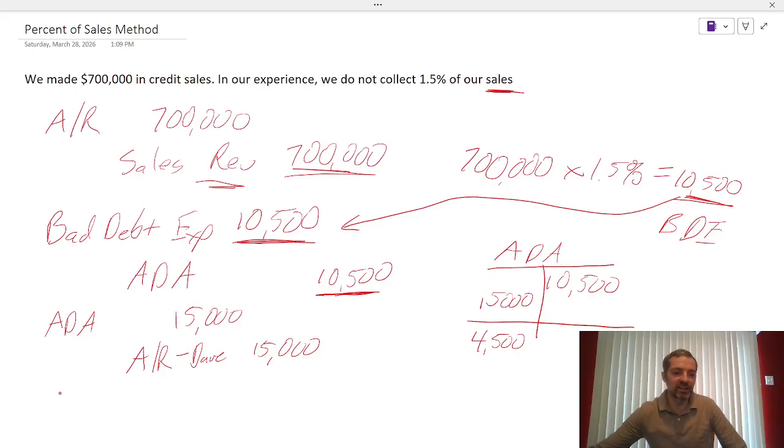So let's say next year we get down to the end of the year and we say, all right, we made $900,000 in sales, and well, last year it looks like we should have done 2% instead of 1.5%. So let's fix that going forward. We have bad debt expense of $18,000 and allowance for doubtful accounts of $18,000.